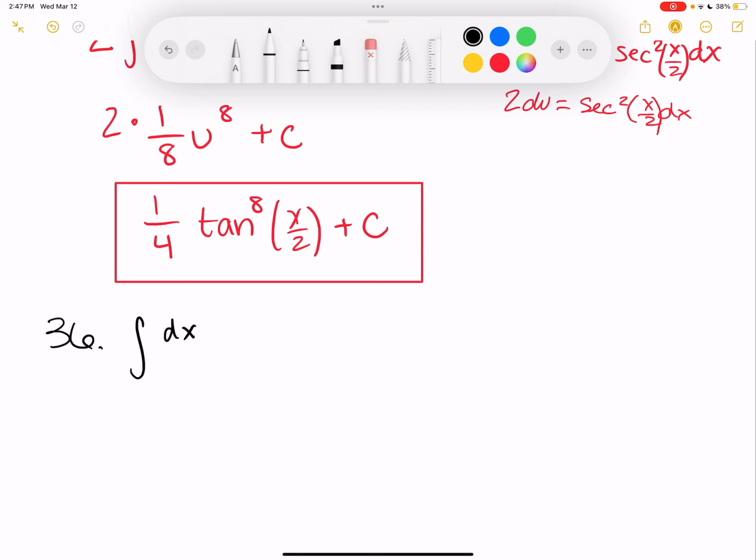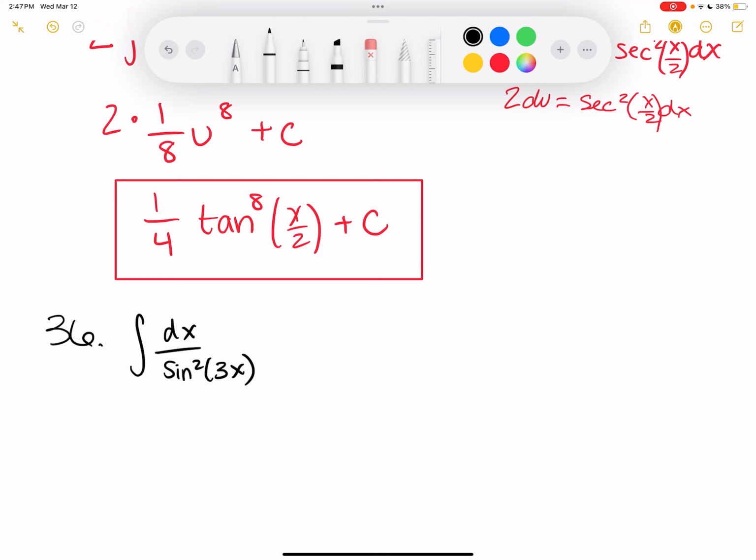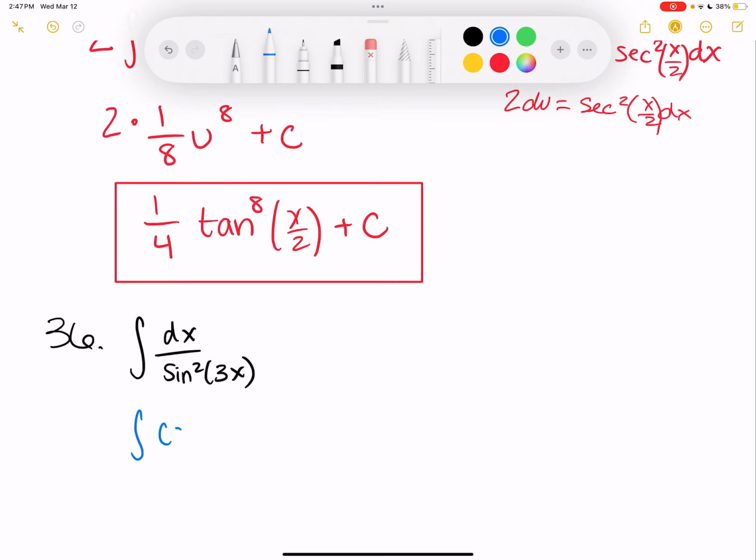The integral of dx over the sine squared of 3x. I was about to write dx and then I realized it was written on top. So the first thing I would do is rewrite this. How can I rewrite this? 1 over sine squared of 3x dx. No, that wasn't what I was going for, but that is true. Cosecant squared of 3x.